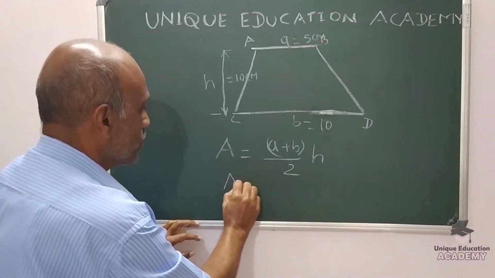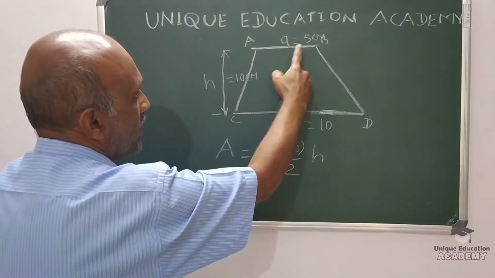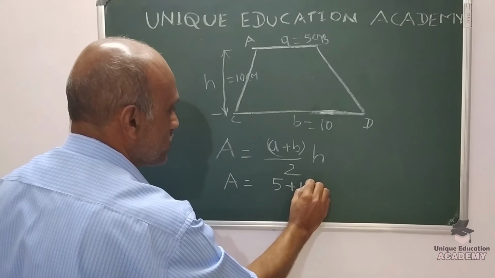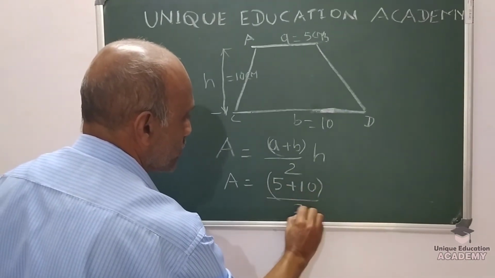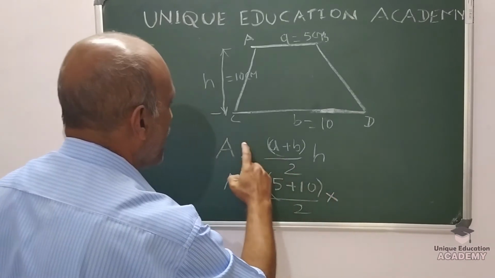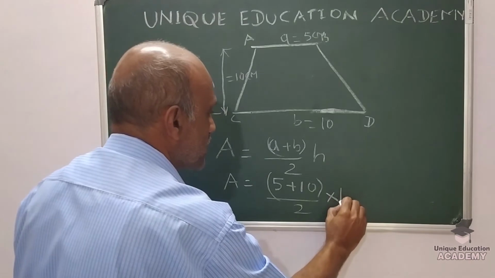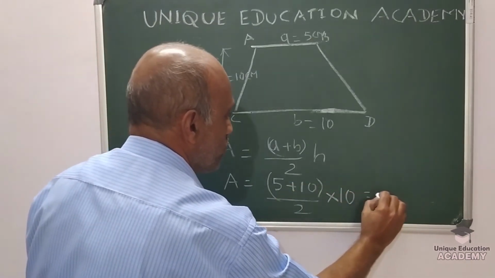So area is equal to the sum of parallel sides, as you know, a is 5 centimeter and b is 10 centimeter, divided by 2, into height, that is the distance between the two parallel sides, which is given as 10. So 5 plus 10 means 15.